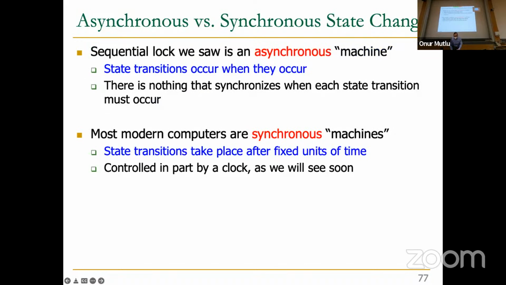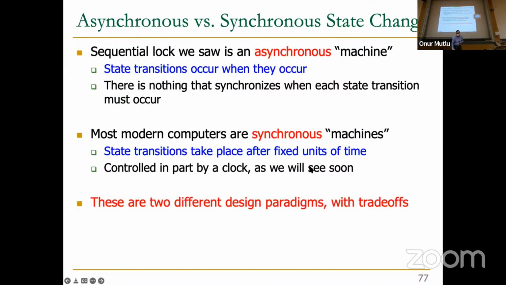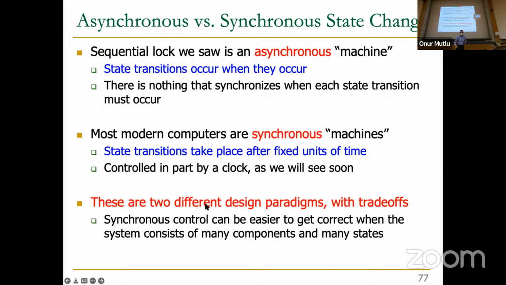Okay, so let's go back to this asynchronous versus synchronous state changes, right? So now we've seen a synchronous machine. State transitions take place after fixed units of time controlled by the clock. And these are 2 different design paradigms with trade-offs. We can talk about many trade-offs, but synchronous control is in general easier to get correct, especially when the system consists of many states, millions of states. You can think about synchronous control much more easily, basically. Everybody changes state at the same time. You have this conductor, it's conducting an orchestra. Orchestra consists of, I don't know, 100 musicians, and the conductor's baton goes down, and everybody figures out what state they should be in at that point in time, right? You can think of the clock as a conductor also.